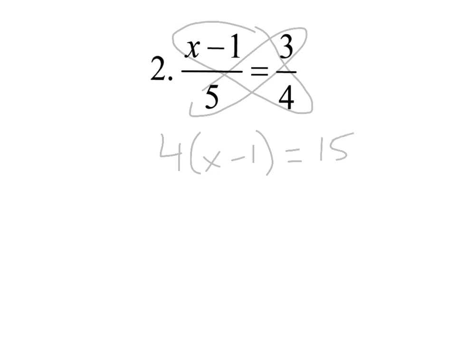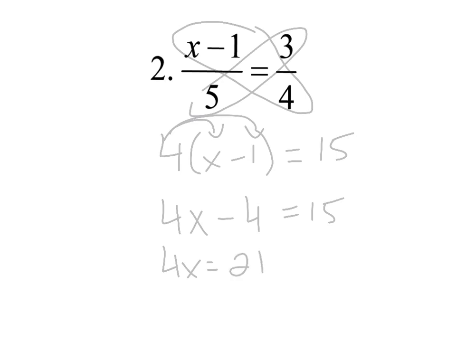Okay, next step, let's distribute. So distribute and distribute. So I get 4x minus, please do not write minus 1, it is minus 4, is equal to 15. Your next step will be to add 4 to both sides, so plus 4, plus 4. So 4x is equal to 21, okay? And the inverse operation of multiplication is division, so divide by 4, divide by 4.